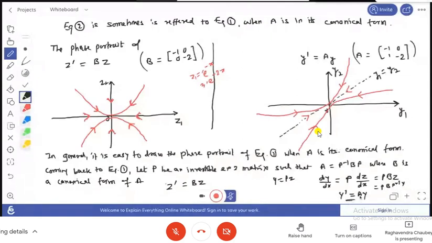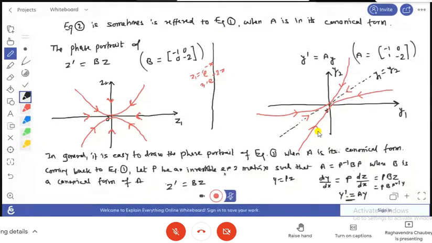Okay, so here you take this back substitution, so you get y prime equals to Ay. So if we take this system z prime equals to Bz, you get y prime equals to Ay, and here B is the canonical matrix, and here A is the non-canonical matrix, which is written in this form.